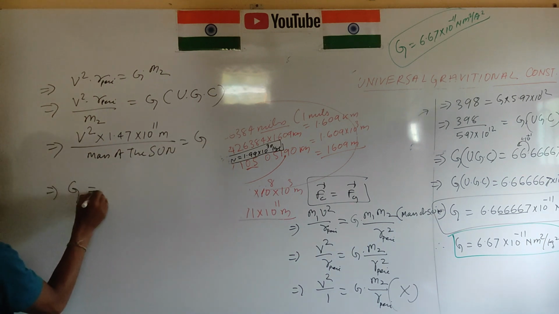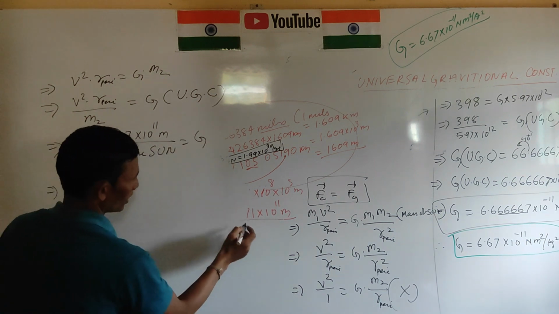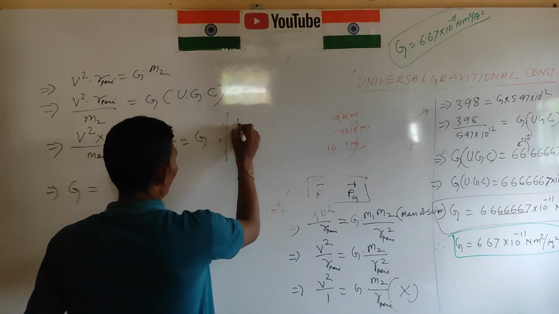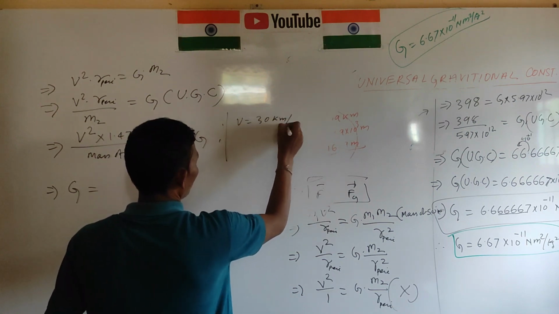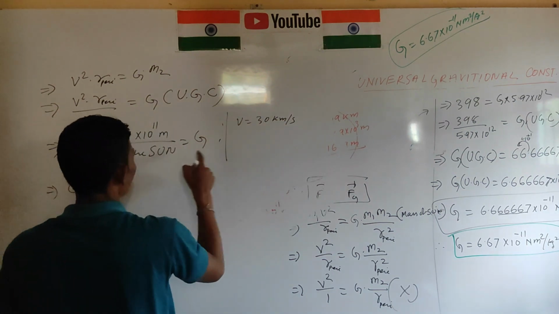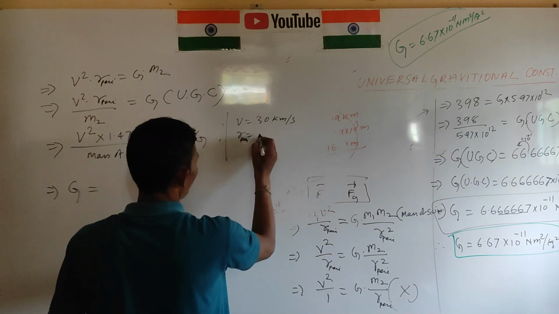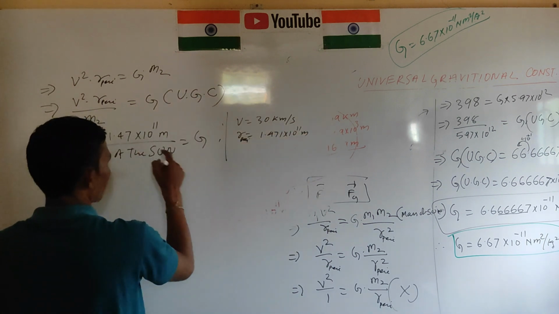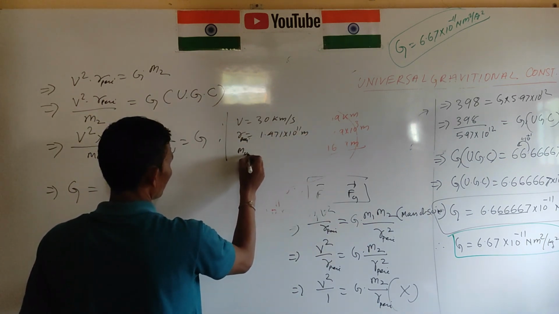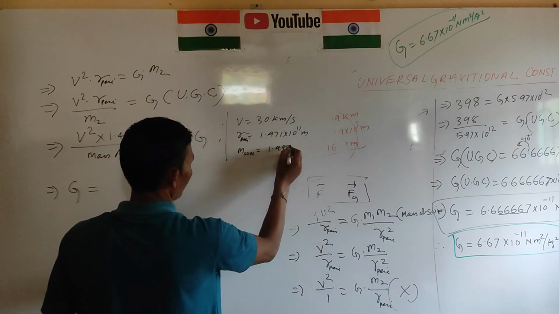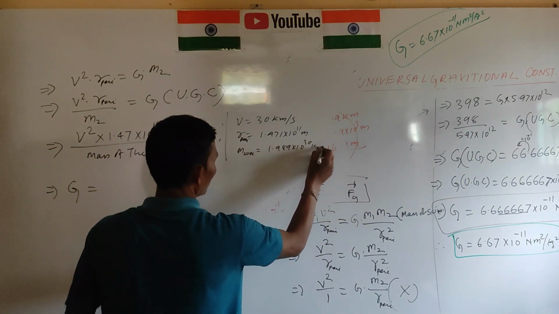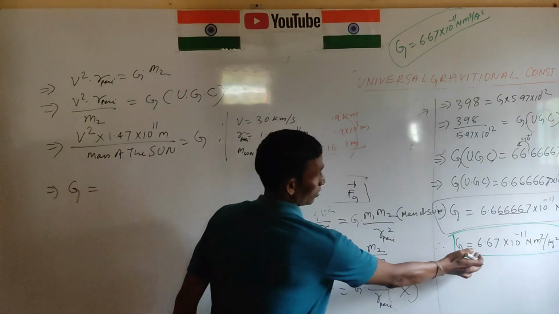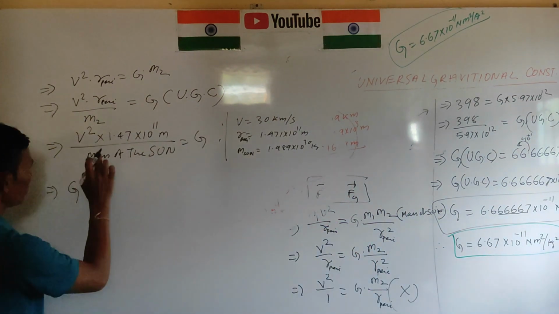Now for the universal gravitational constant, how much is the velocity? We know that v equal to 30 kilometer per second. The perihelion distance r is 1.471 into 10 to the power 11 meter, and the mass of the sun equals 1.989 into 10 to the power 30 kg. So we put in the values and then we find the numerical value of G.